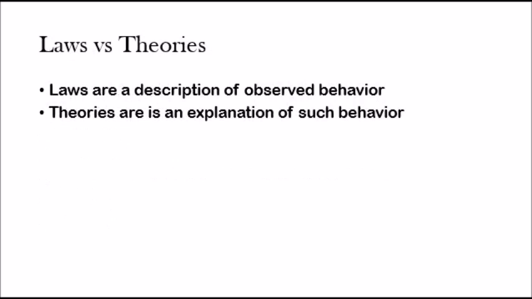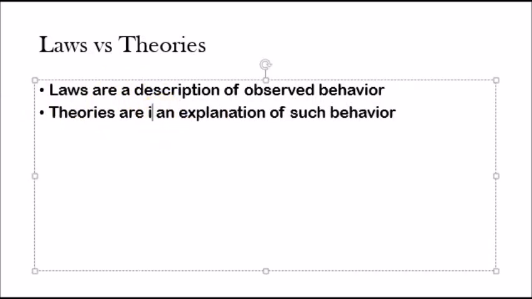Okay, so that's the scientific method. Now let's talk about another important thing, the difference between laws and theories. This is a very common misconception. Laws are a description of observed behavior, while theories are an explanation of such behavior.